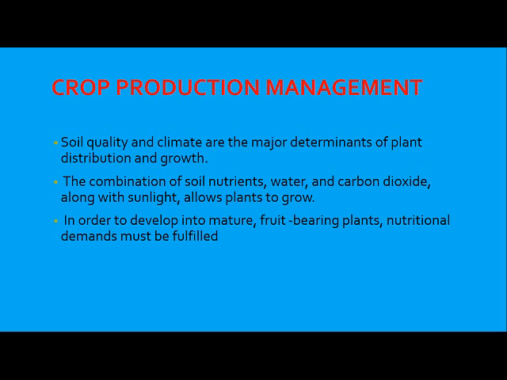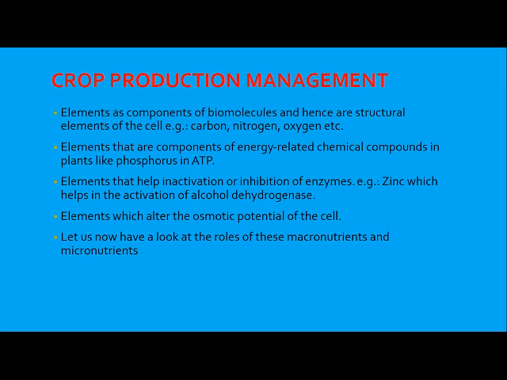The combination of soil nutrients and water, carbon dioxide along with the sunlight helps the plant in the growth. And in order to develop a mature fruit bearing plant, nutritional demand has to be fulfilled. Elements as component of biomolecules and hence are structural elements are called carbon, nitrogen and oxygen. Example, children, glucose. In glucose, carbon is present, hydrogen is present, oxygen is present.